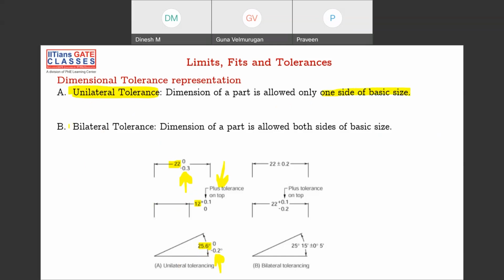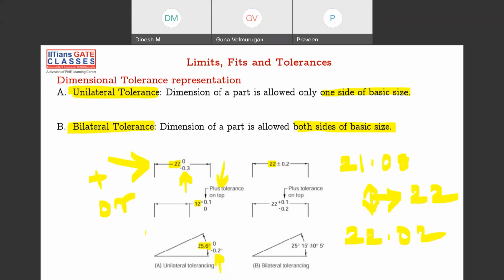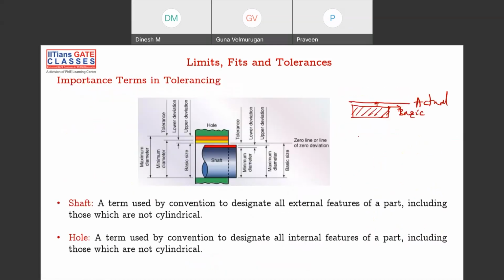In bilateral, positive and negative both are allowed, so both sides of the basic size are allowed. That is 22 plus or minus 0.2. It can be 21.8 to 22.2. Both sides are allowed. What is the basic size? The basic size is 22. So in the first case, you use either plus or minus. In this case, you have to use plus and minus after the basic size. That is your unilateral and bilateral tolerance.